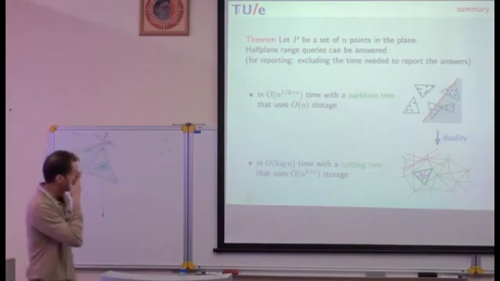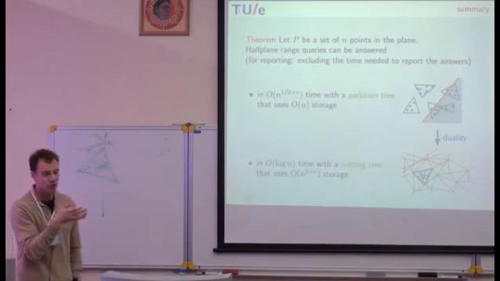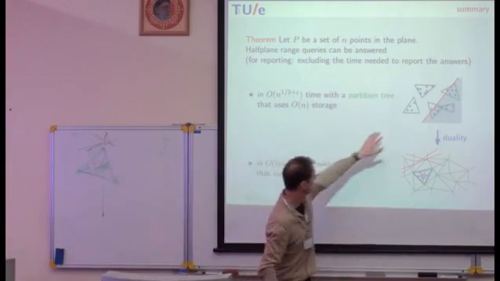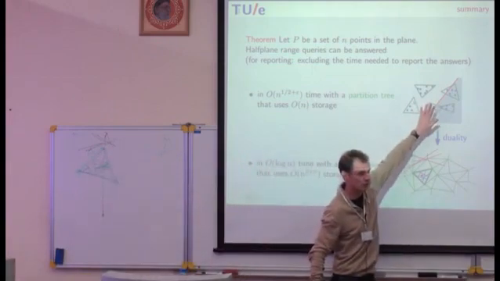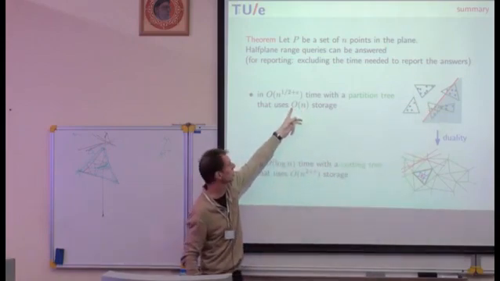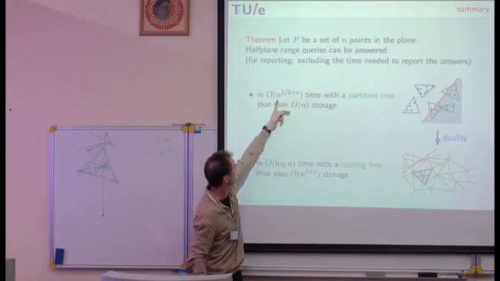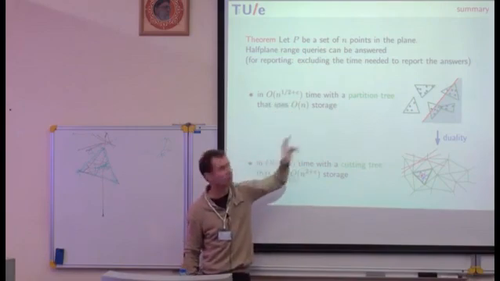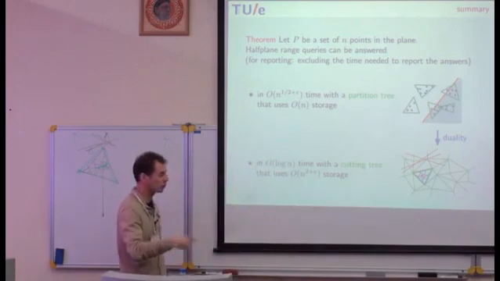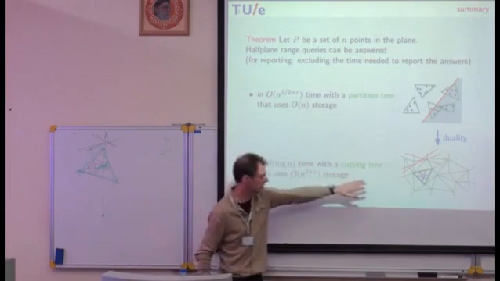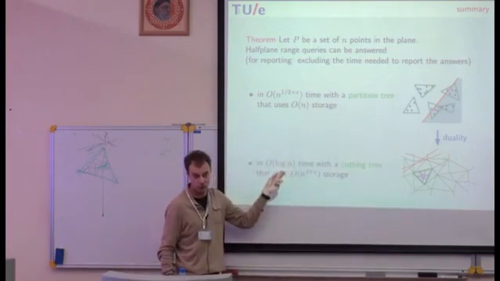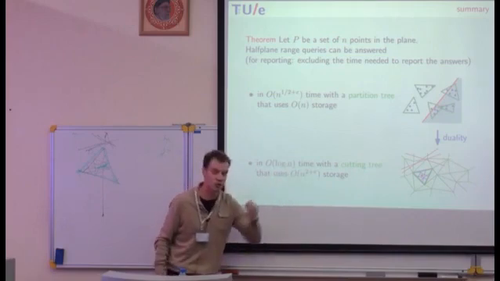So what did we see? If you want to do this half-plane reporting, you can either use a partition tree based on simplicial partitions, and you get linear storage, which is nice, but the query time is square root of n, or slightly more, n to the 1/2 plus epsilon. If you apply duality and then work with these cuttings, the query time is only log n, which is very nice, but the storage goes up to n squared.